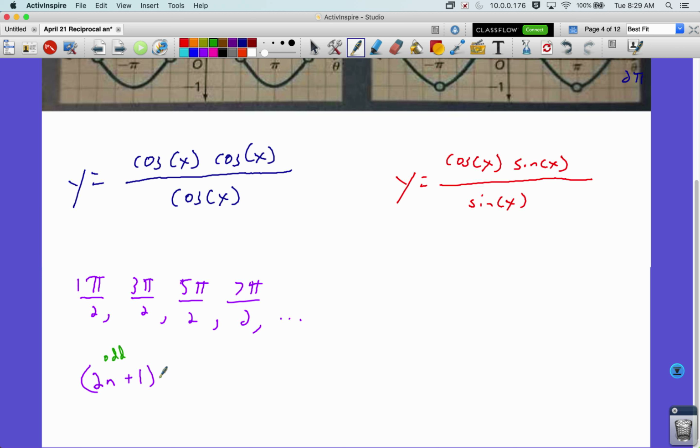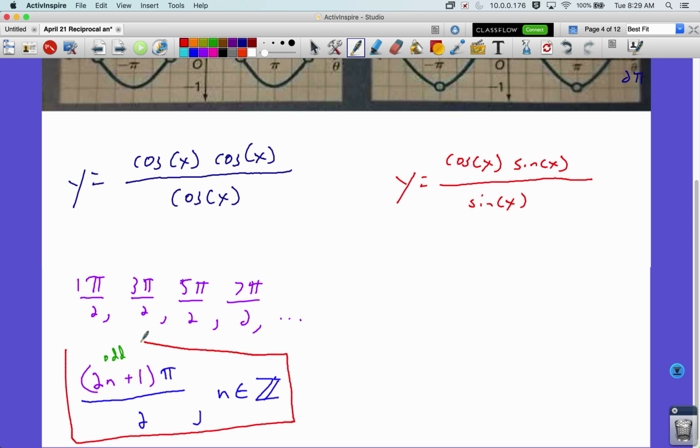So I get 2n plus 1, and then we rewrite the rest of this that's not changed, pi over 2. So pi over 2, and then we say comma, n is an integer, n-e-z. N is an element of the integers. That's what that means there. So this is a way to represent that list of all the places where this is going to have a hole.